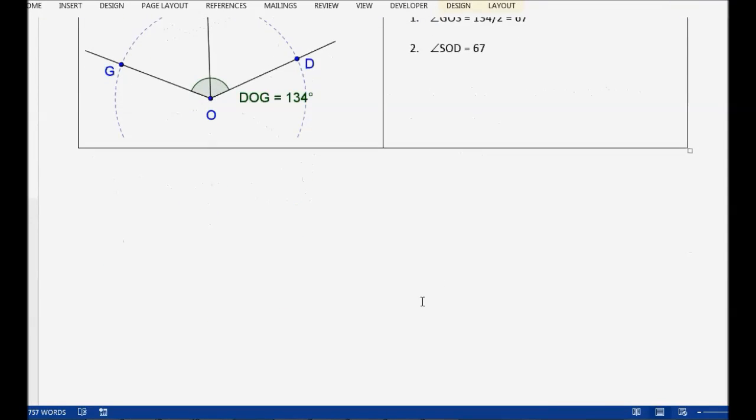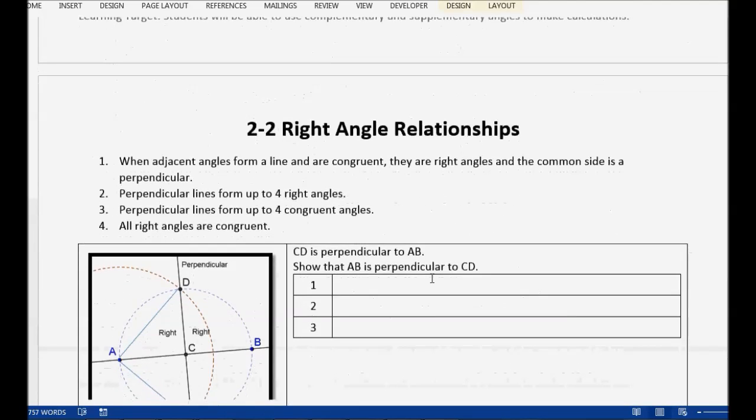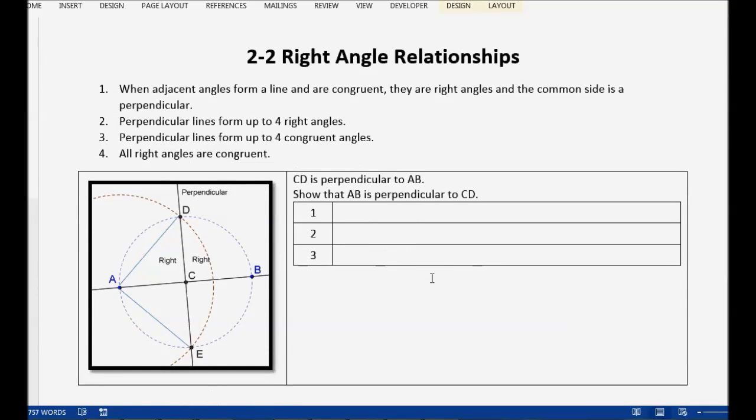All right, continuing on, we are looking at the right angle relationships. This is a proof that you must know. And I'm going to remove these for a second. They shouldn't be there. I'm going to put them back in.